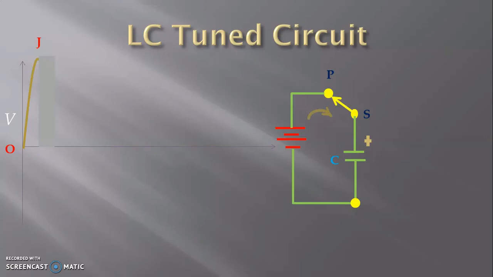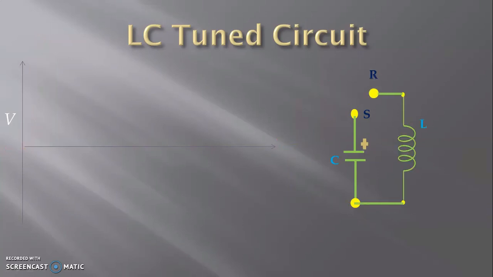When the capacitor is fully charged and the peak voltage equals the supply voltage at point J, the switch is interchanged from position P to position R. Then the power supply is disconnected from the capacitor, and the capacitor is connected across the inductor. Capacitor and inductor are both energy storing devices, both are passive components, and both store energy. The capacitor stores energy in electrostatic form and the inductor stores energy in electromagnetic form.